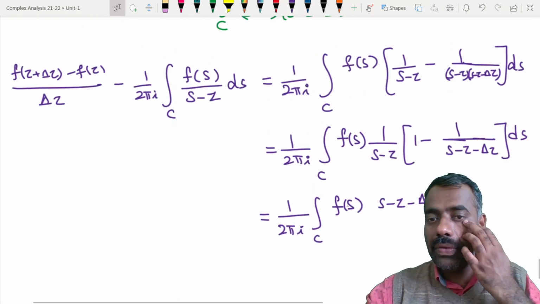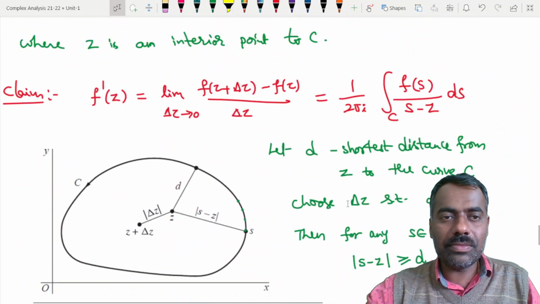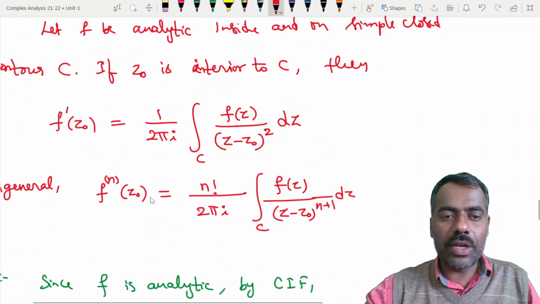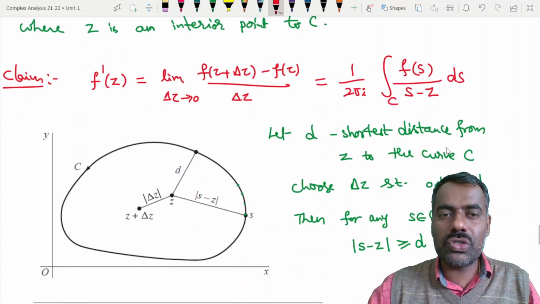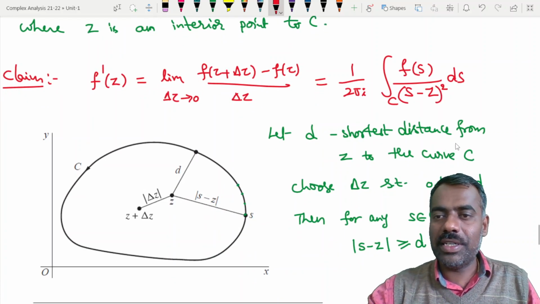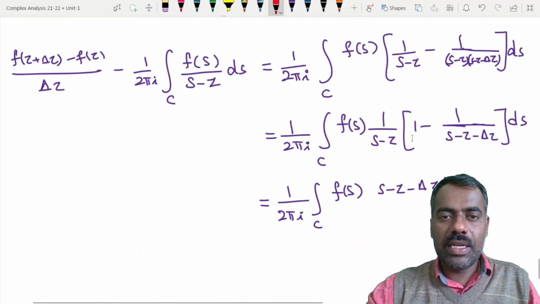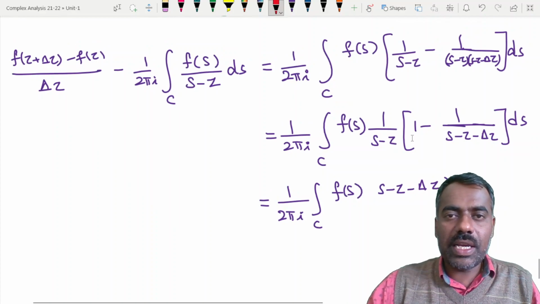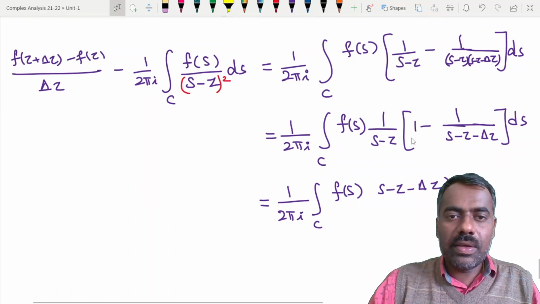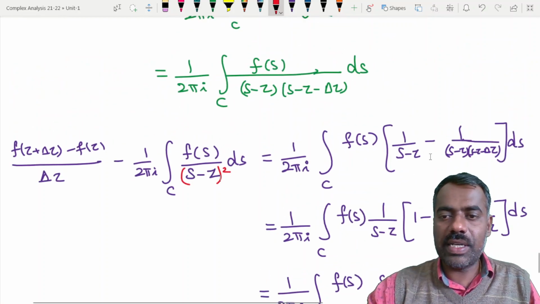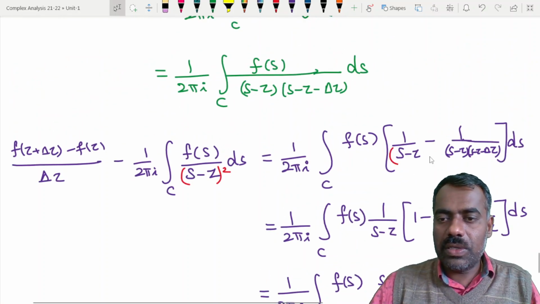Yes, our claim is what? There is some small correction. Our claim is we want to show that f dash of z naught is, with z minus z naught whole square. That means here we want to show that this is not this, this is whole square. Nobody noticed it. Okay, so this we want to show. That means here we want to take the square. So here we want to take one, which is actually whole square.